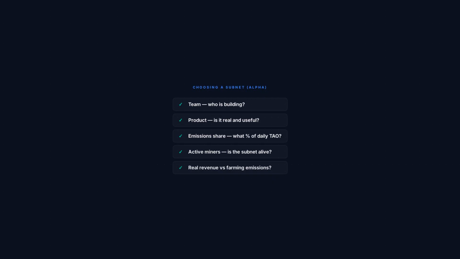How to choose a subnet for alpha staking? Look at the team, the product, the emissions share, the number of active miners, and whether the subnet is generating real revenue or just farming emissions.